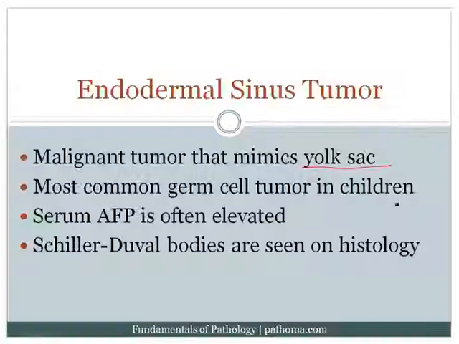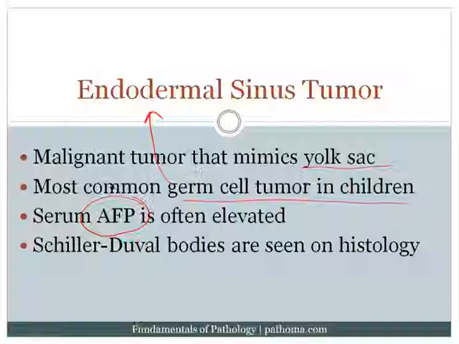Number 1, it's the most common germ cell tumor in kids. So if you've got a 5-year-old girl with an ovarian mass, you really want to think about the endodermal sinus tumor. Number 2, just as the yolk sac, it produces alpha-fetoprotein. So that when you have a high alpha-fetoprotein, you want to think about an endodermal sinus tumor, especially in a child with an ovarian mass, for example. And then finally, on histology, we see something called Schiller-Duval bodies. Now, Schiller-Duval bodies are what is classically described as glomeruloid-like structures. So they're almost glomerular-like, from the glomerulus of the kidney.